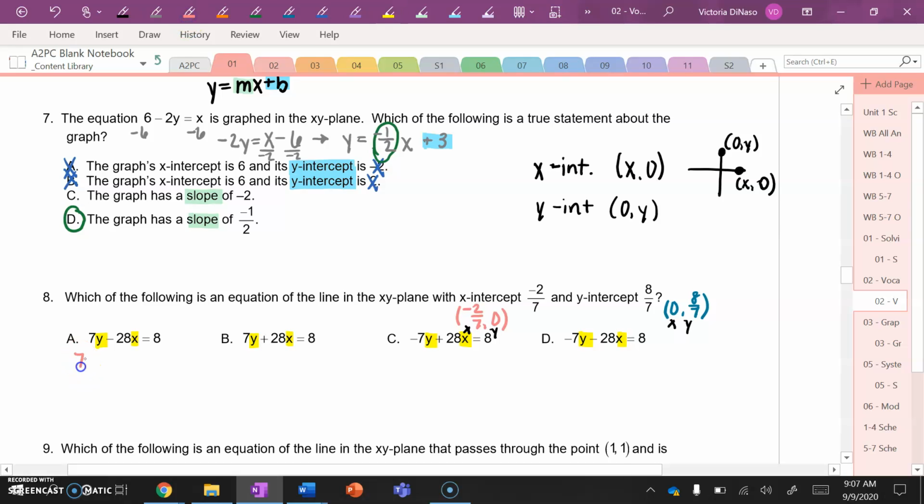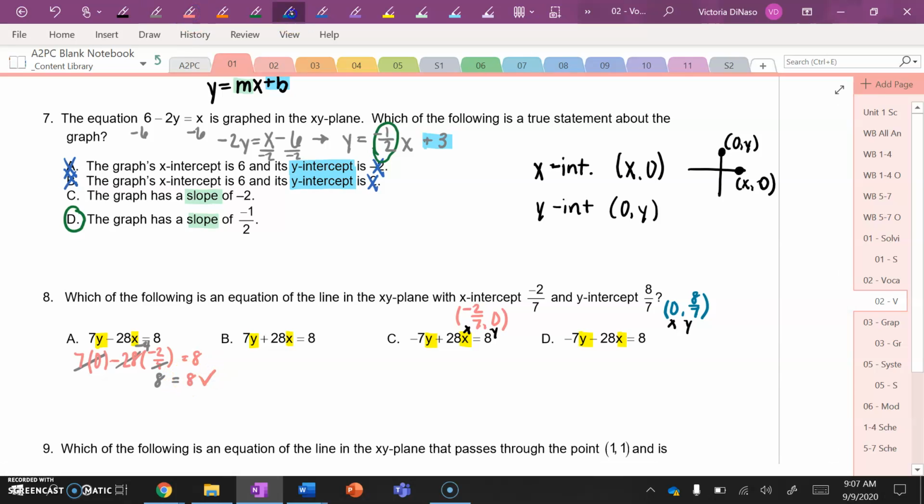So we have 7 times 0 minus 28 times negative 2/7 equals 8. 7 times 0 is 0. Negative 28 reduced by 7, you get negative 4. Negative 4 times negative 2 is 8. So we have 8 equals 8, which is true.